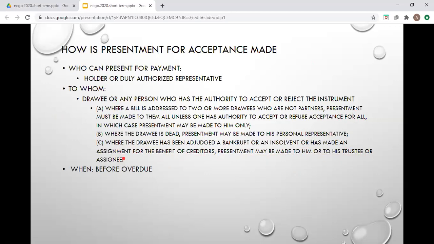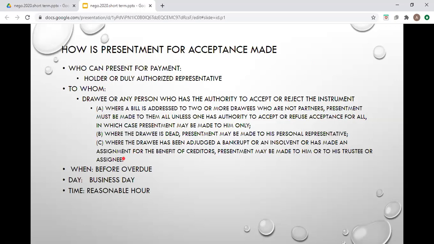You have to present it for acceptance before the instrument is overdue. So, before maturity of the instrument. And then, on what day? You have to present it on a business day. Business day that we are referring to is Mondays to Fridays. And then, at what time? Reasonable hour. Okay, so reasonable hour on a business day, sabi niya kasi doon.